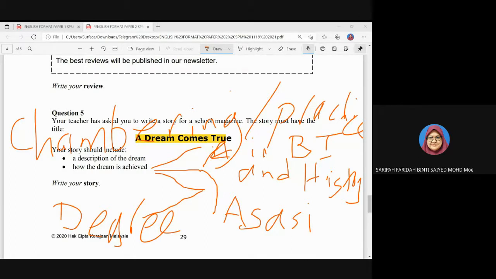So, in then, these 4 elements should be in your essay. There will be your content points. Dia nak 3 paragraph je. And then the last one will be, how did she achieve it? Has the dream been achieved? Berjaya tak berjaya dapat? Because this is a story tau. A story. This is not an article.